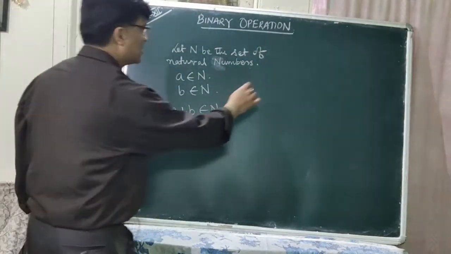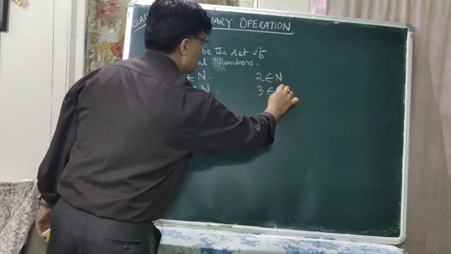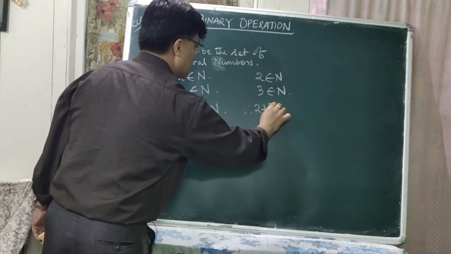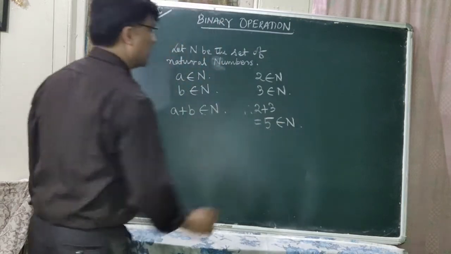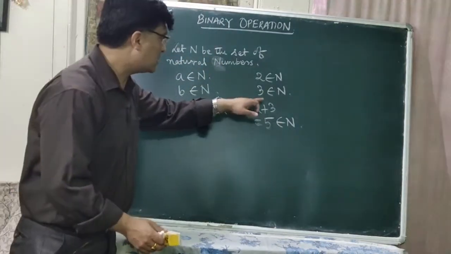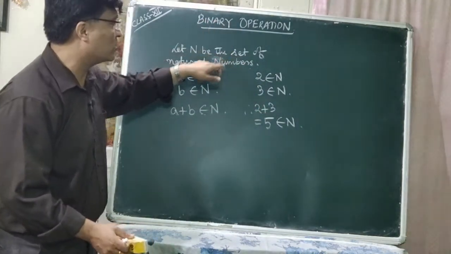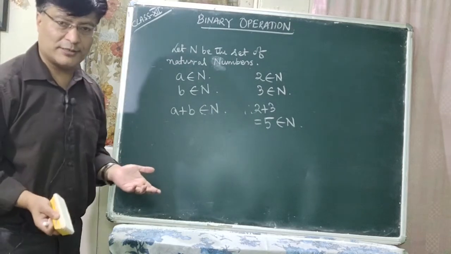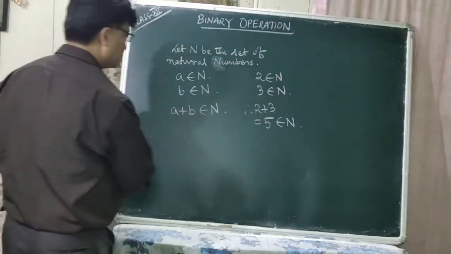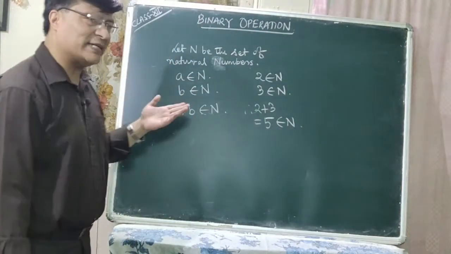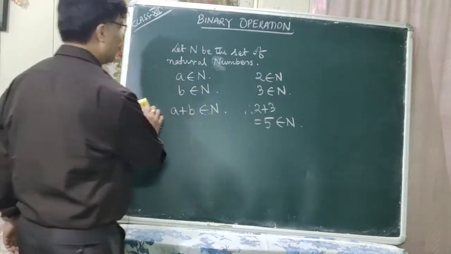For example, you know that 2 belongs to the natural numbers, 3 belongs to the natural numbers. So their addition 2 plus 3 is equal to 5, which also belongs to the set of natural numbers. That means this plus is a binary operation on the set of natural numbers. So I think you have understood what a binary operation is. Not only plus, you can take minus, multiplication, division, etc. Let us take another example.